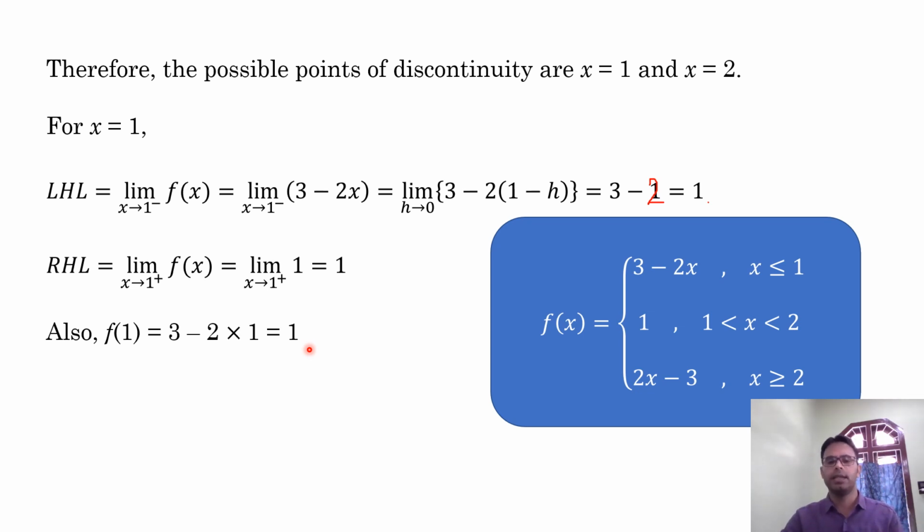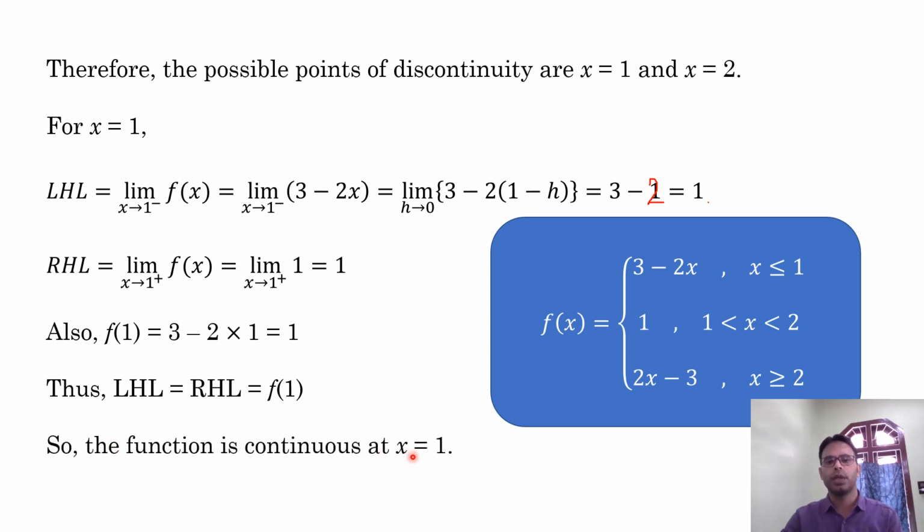That is why it is a continuous function at the point 1. Continuous means, x equal to 1 was a doubtful point, maybe discontinuous, but here we see that at that doubtful point the function is also continuous. So we write: left hand limit is equal to right hand limit is equal to function value, and so it is continuous at the doubtful point 1. So the function is continuous at x is equal to 1, so the first point is finished.